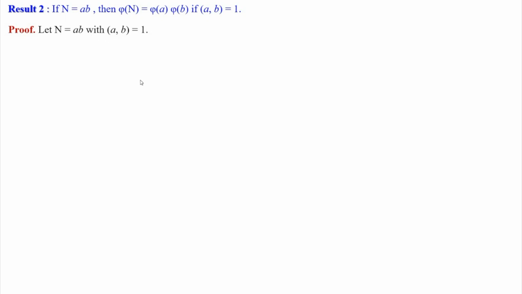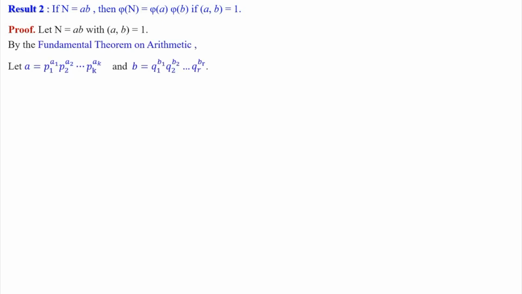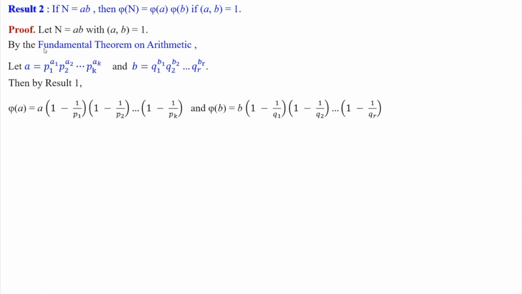So we shall take what is given to us, that is, n is ab with a and b relatively prime. Then by the fundamental theorem of arithmetic applied to a and b, this is what we have: a is a product of prime powers and b is a product of prime powers. Here the prime numbers are taken as p1, p2 and so on up to pk, and here the prime numbers are taken as q1, q2 and qr. Now applying the first result, that is the formula for Euler's phi function, this is what we have: phi of a is this and phi of b is this.